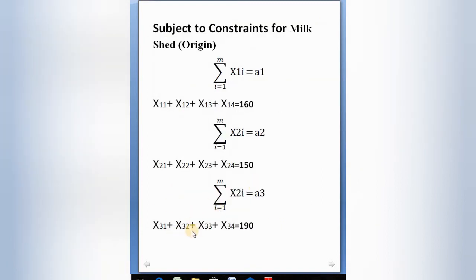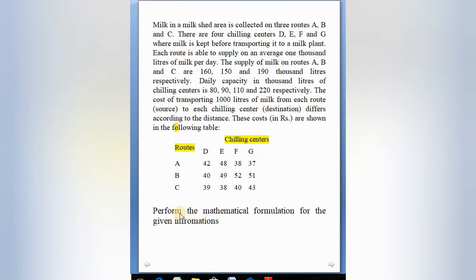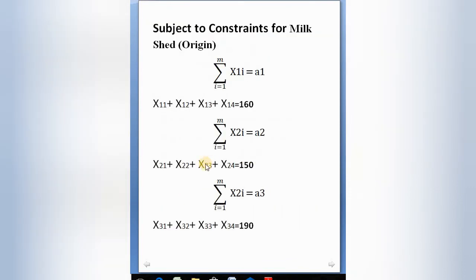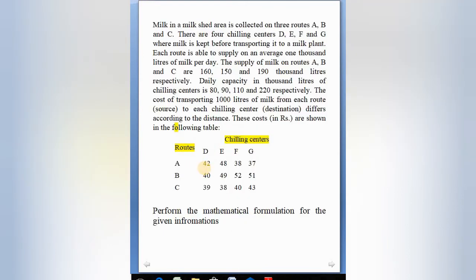That's what I have done here: x31, x32, x33 and x34. The total capacity in C is 190. So we have formulated the constraints for the milk shed. Similarly, we must satisfy the demand for each of the 4 chilling centers.